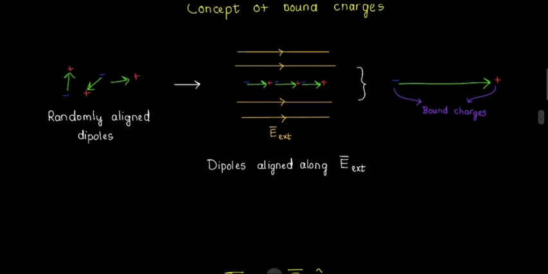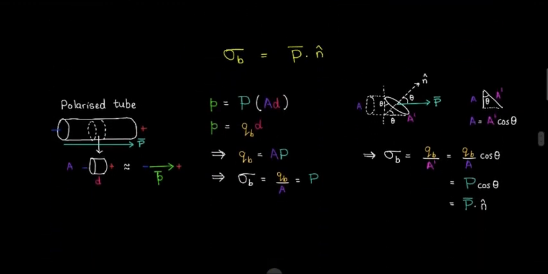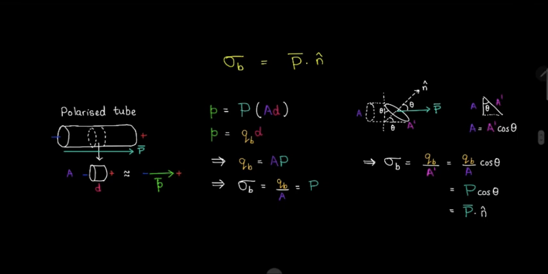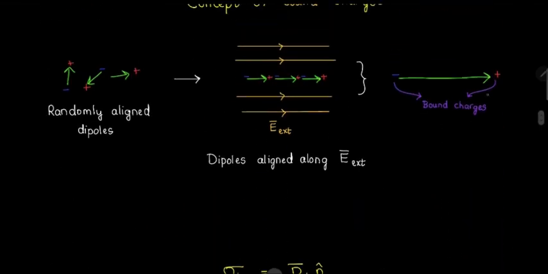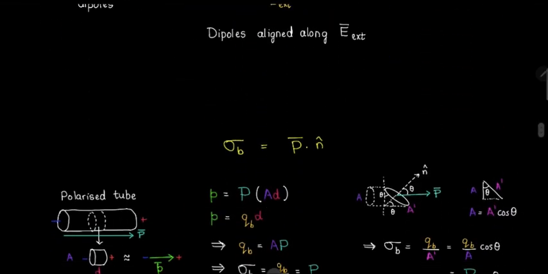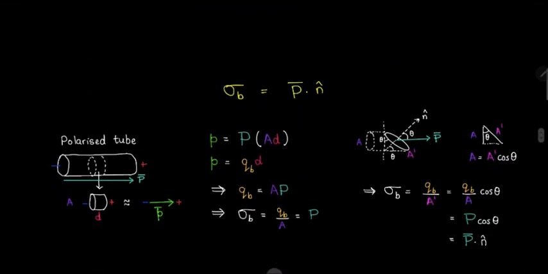Anyways, so now we'll try looking at the interpretation. We got this formula in the beginning. After simplification, we got that sigma b is nothing but polarization dot n cap. n cap is the normal vector, the vector that is perpendicular to the surface. So if you take an example, if you take some polarized tube, which is very similar to this one, or a long dipole, it's very similar. See, that's what I wrote here.